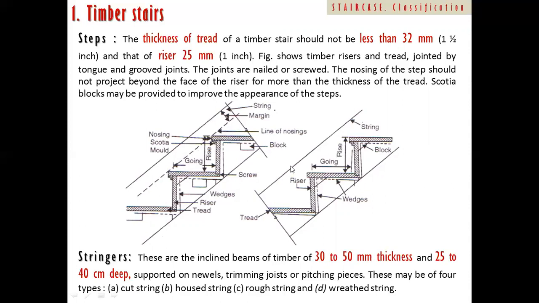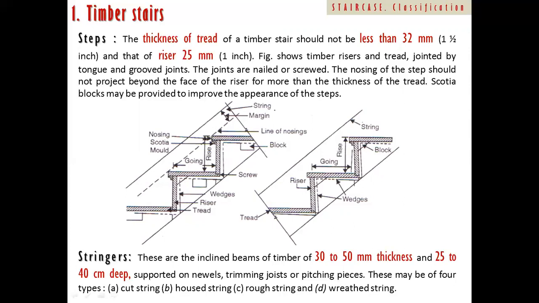So you can see these two treads here. One tread is here, another tread is here, and then the riser. So the riser is in between, providing strength to these two treads. Okay, and then later on they can be joined by a tongue and groove joint. You can see the tongue and groove joint here, and later it can be nailed. Okay, that is the system which is followed in a timber stair.